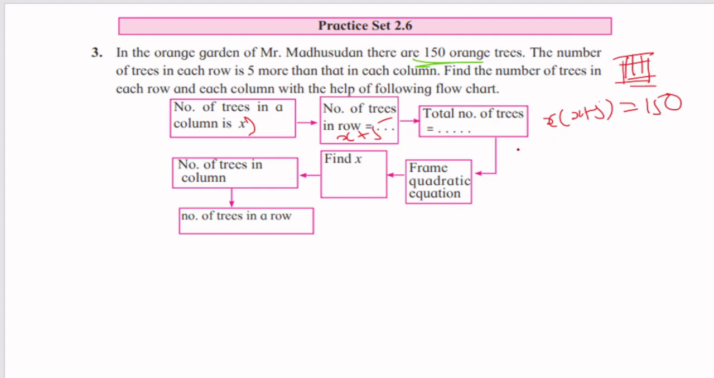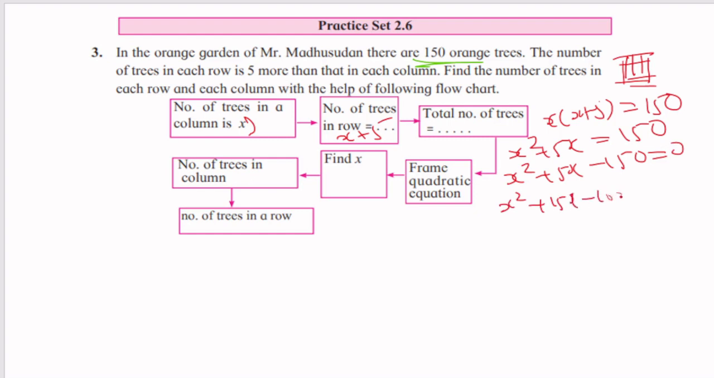Solving this, multiply x into the bracket. So x squared plus 5x is equal to 150. So x squared plus 5x minus 150 equal to 0. Use any method to get the factors. Again, you have very simple factors. No need to use the formula or any other method, but still, if you want, you can use it. So the factors are x squared plus 15x minus 10x minus 150 equal to 0.